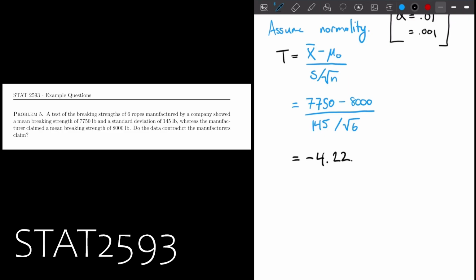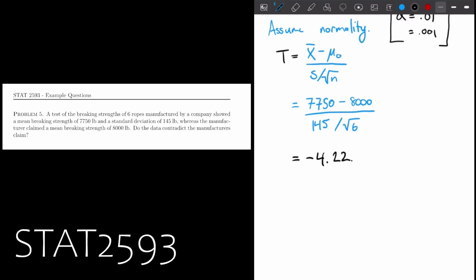So the thing that I'll point out right now, and perhaps you have some intuition built up about this at this point, perhaps you don't. If we had this being a standard normal sampling distribution right now, then this negative 4.22 is going to be way less than the critical value.